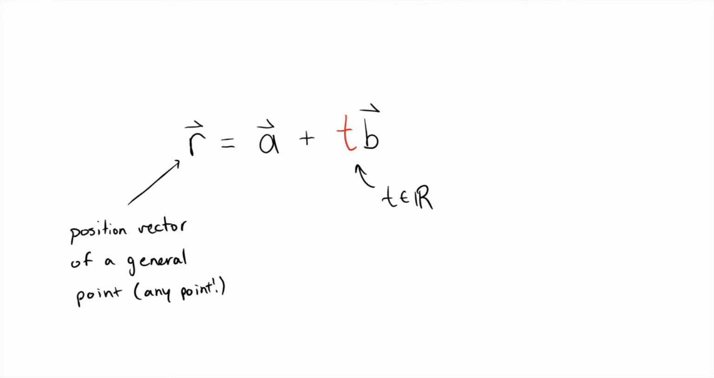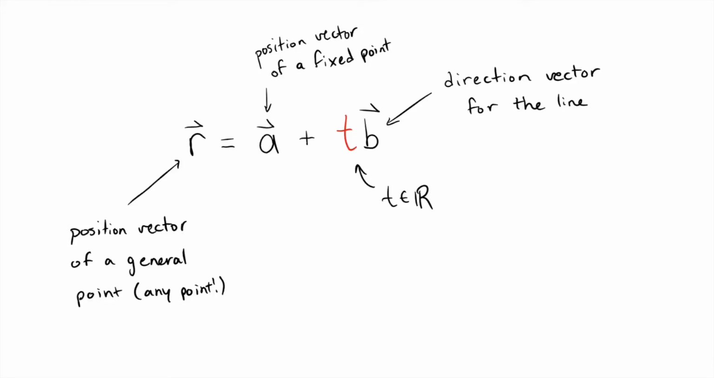So again, R is a position vector that's pointing you to any point on the line, a general point on the line. A is the position vector of a fixed point on the line. Again, that's the vector that gets you to the line in the first place. And the vector B is the direction vector for the line. So it tells you what direction you move when you're on the line to get to all the other points that are on the line.